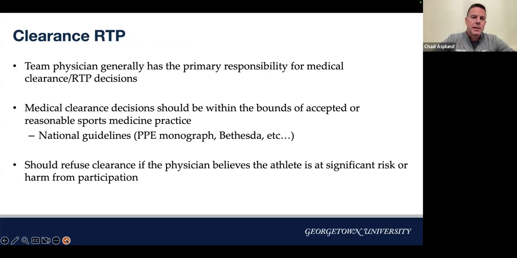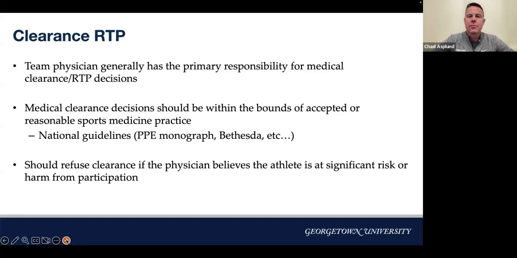So one of the main responsibilities of being a team physician is clearing an athlete to return to play. Generally the team physician has that primary responsibility, and that should be done within the bounds of acceptable or reasonable practice. A lot of this comes back to national guidelines, and AMSSM has done a great job of making sure that our position statements and consensus statements are re-looked at every so often. But those documents are very important to be up to date on as you're making return to play decisions.